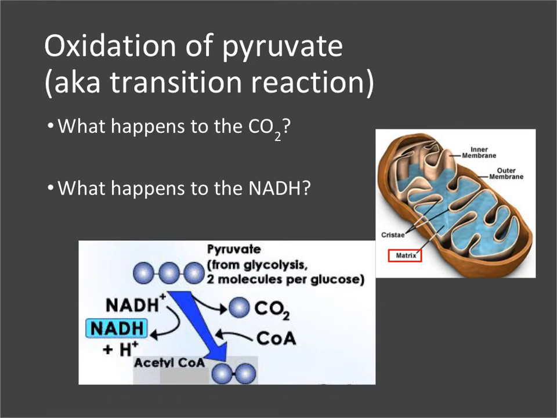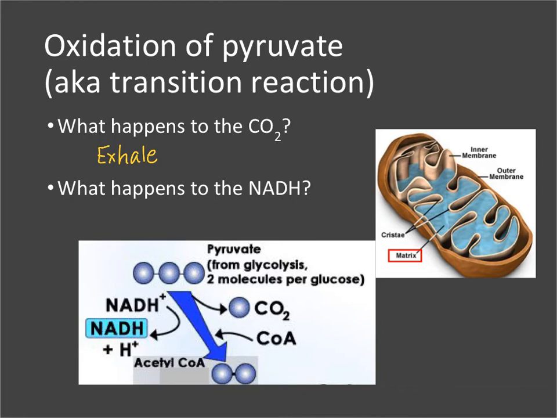So looking at some of the products of the oxidation of pyruvate, what do you think happens to the carbon dioxide? Hopefully you guessed that we just exhale it for the most part. So it first goes into the bloodstream, and then if we have too much carbon dioxide building up in the bloodstream, we're going to exhale it to get it out of the body.